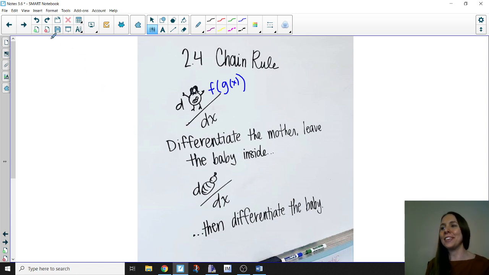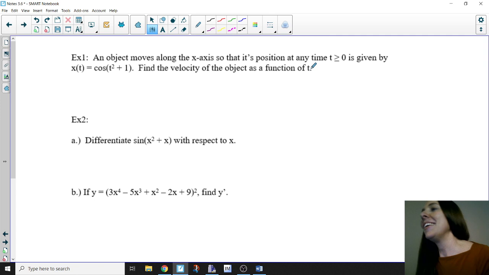I don't know, differentiate the baby just sounds like a little bit evil, but there you go. Okay, now let's do a whole bunch of examples where we're just going to use the chain rule. Take a look at example 1.